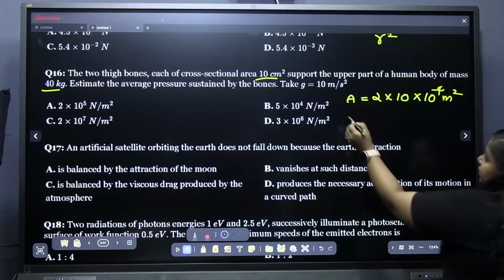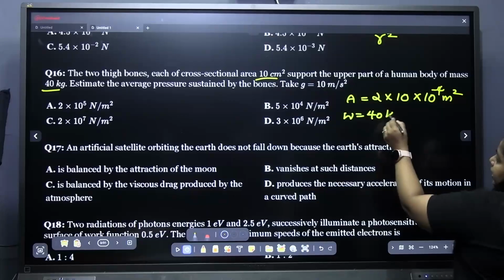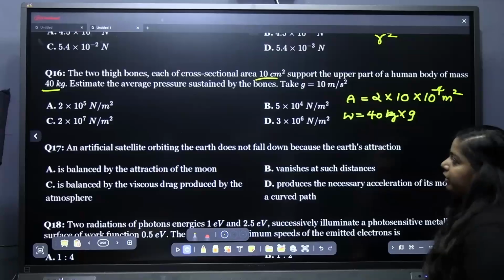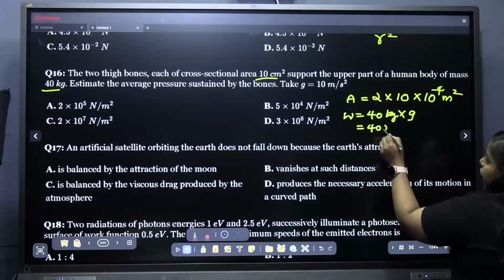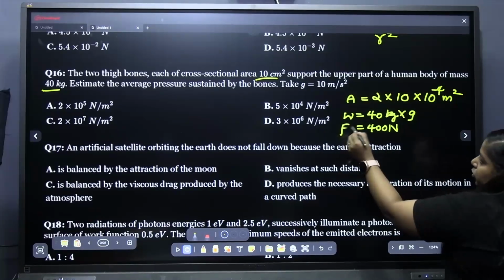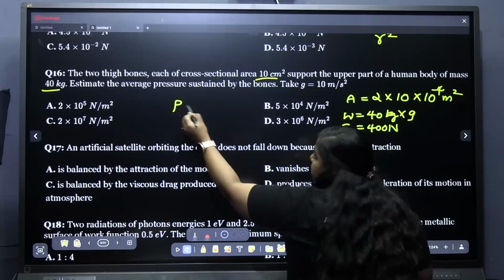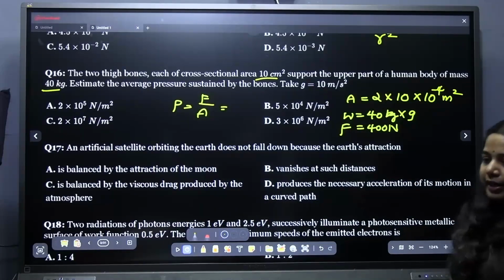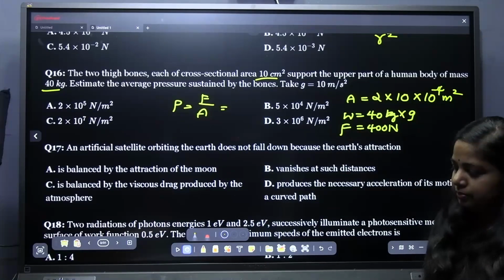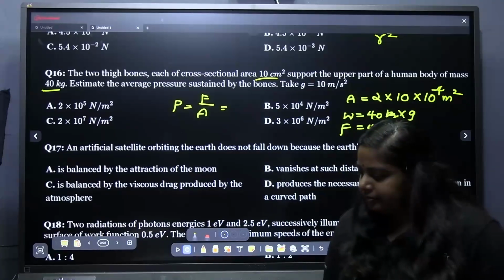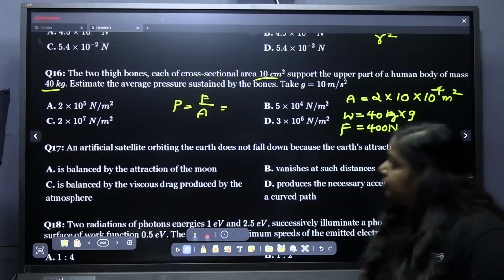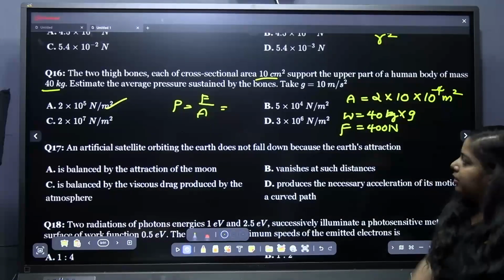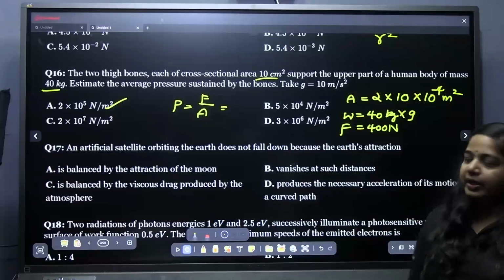Now total weight is equal to 40 kg into g. Weight means force. We have to find the Newton, right? So this is equal to 400 Newton. Weight means force. Pressure equal to force by area. Substitute that, you will get the answer. Answer is option A. Okay. Direct formula, pressure equal to force by area.